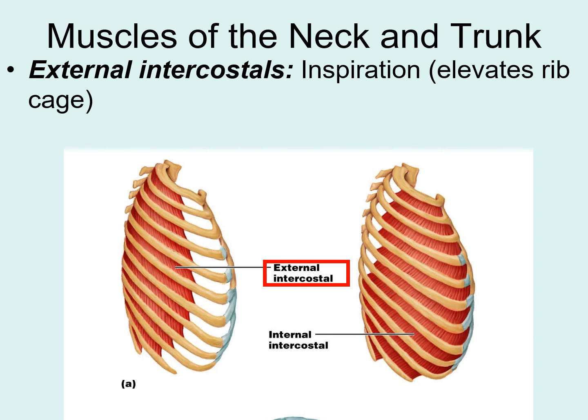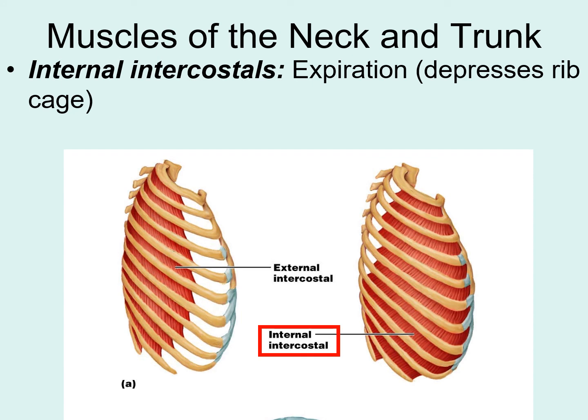You have the intercostal muscles. You have the external and internal intercostals. The external intercostals are involved with inspiration. So when you inhale, it's going to help push that rib cage up, increasing the volume of the thoracic cage. And then the internal intercostals are going to be involved when you exhale. It's going to move that rib cage back down, decreasing the volume.